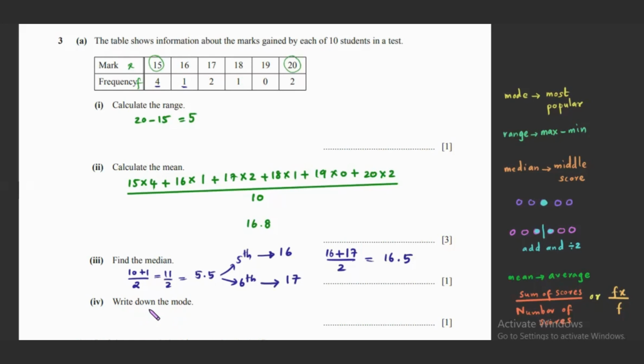The next question is to calculate the mode. The mode is the most popular score or the most frequent score, which means it has to have the highest frequency. So out of the scores given here, the score that has the highest frequency is 15 because it has a frequency of 4. Therefore, the mode is 15.